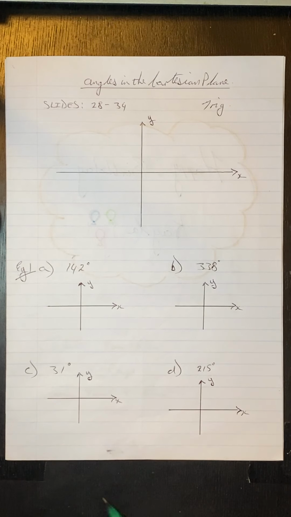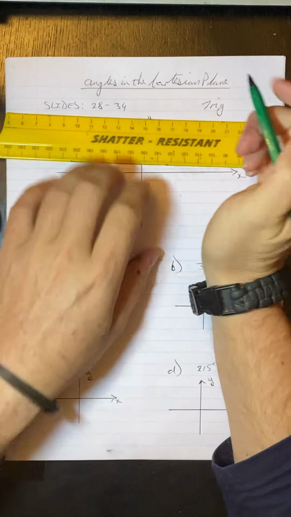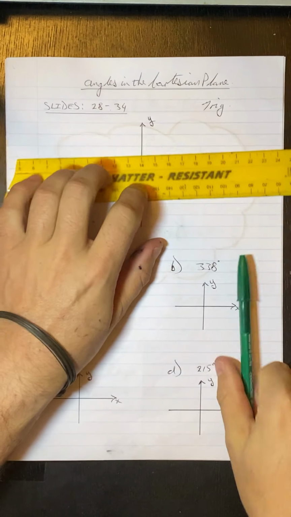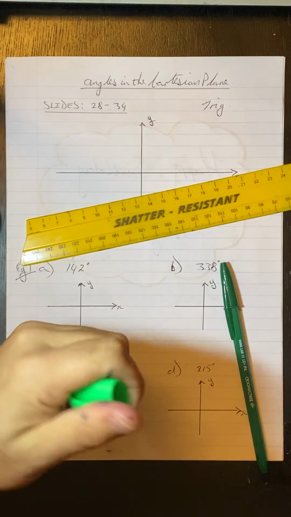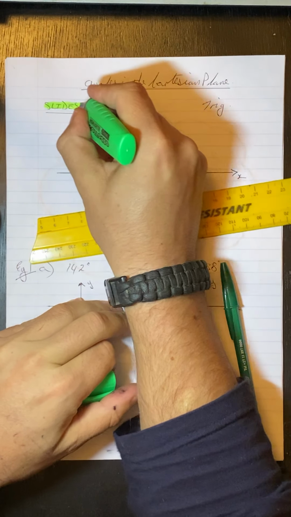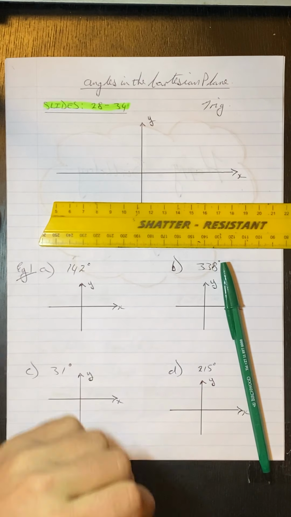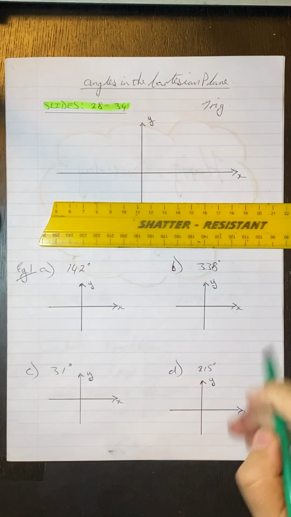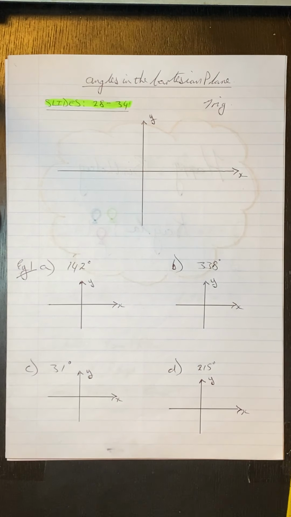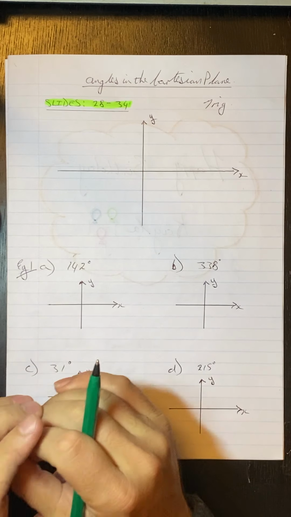Hello, grade 10s. So today we are working with angles in a Cartesian plane from slides 28 to 34 from the trigonometry PowerPoint. Okay, so before we get started, I just want to define what quadrants are and where they lie.